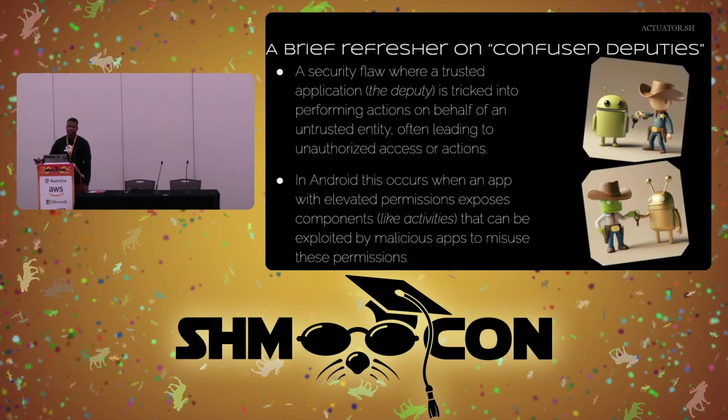And an example of a confused deputy, for those who are familiar with web hacking, you can just think of like a CSRF or cross-site request forgery. In that instance, the browser is acting as a deputy, inadvertently granting permissions to an attacker.